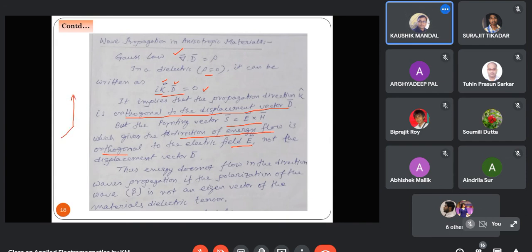if we consider E and H, that will be the direction of energy flow S. So that is from the Poynting theorem. The direction of energy flow will be orthogonal to the electric field. So from this equation, we have seen that the propagation vector is orthogonal to the displacement vector. But from the Poynting vector, we have seen that the direction of energy flow, that is S, is orthogonal to E, but it is not orthogonal to the D.